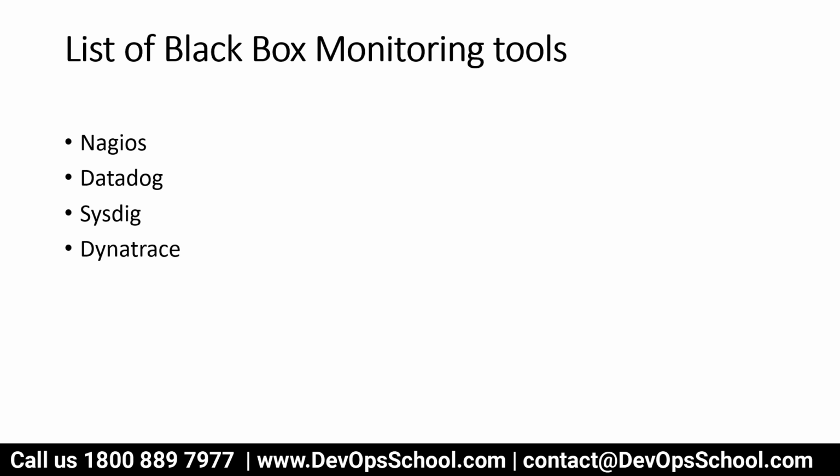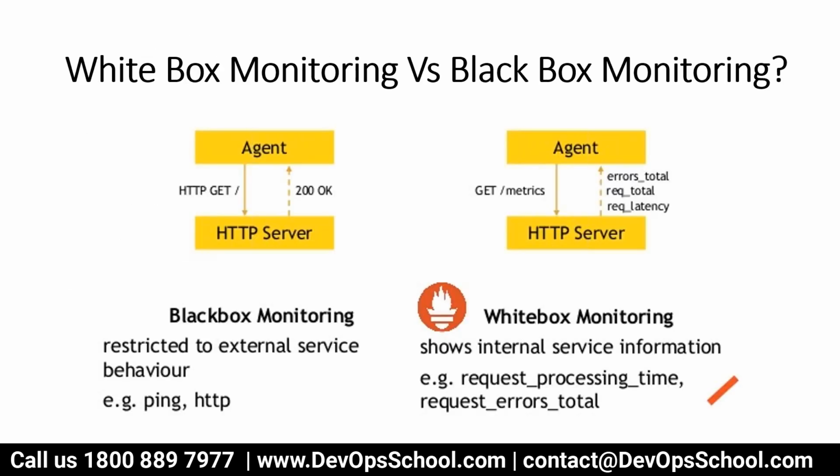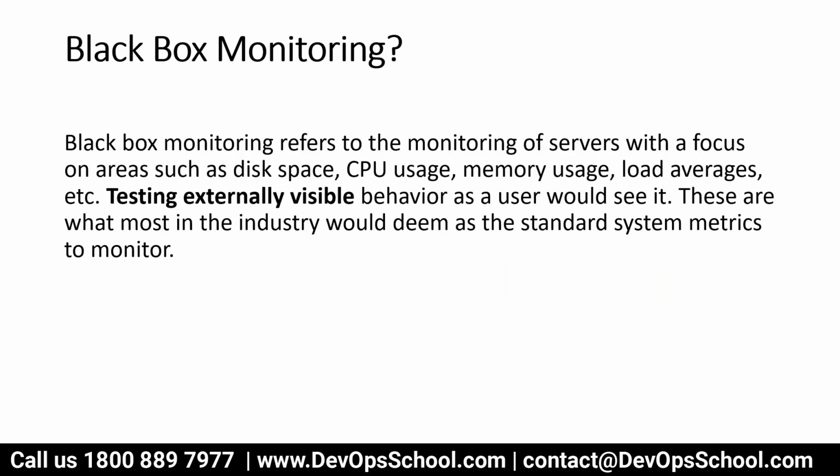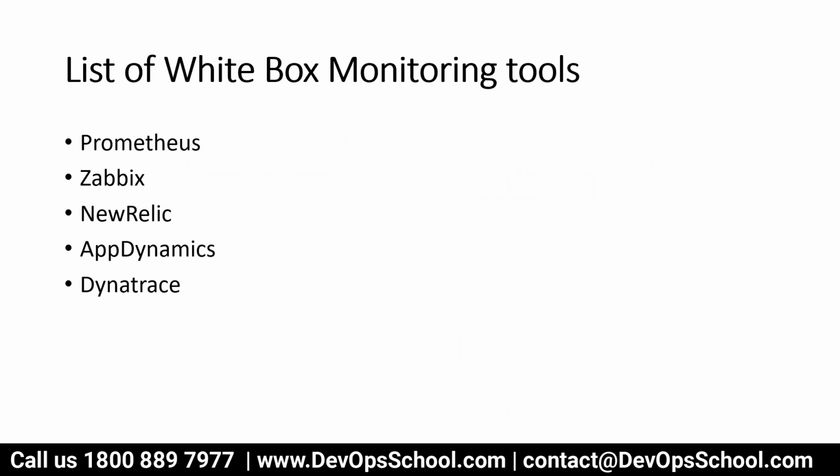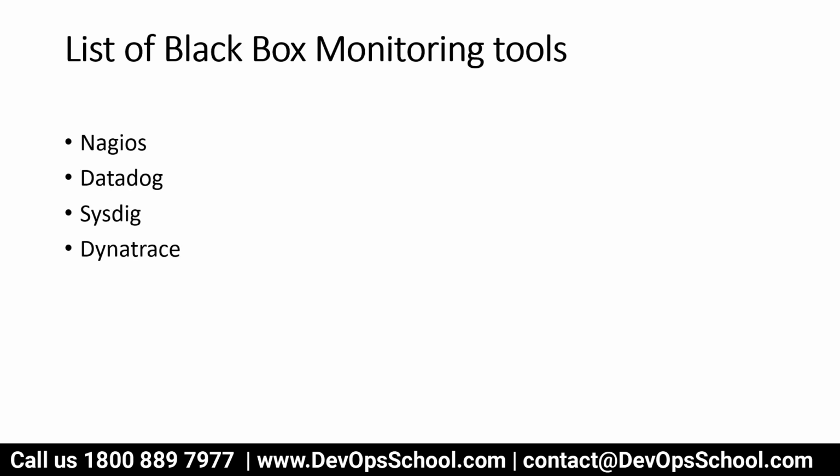If you go back one step, for white box monitoring you mentioned some tools, which are Prometheus, New Relic, and Dynatrace. Dynatrace is also acting in the black box side, by the way. So both are supported. You can get the high level information and the internal information both. So Dynatrace supports both white box and black box, right? That's correct. But Prometheus only supports white box.